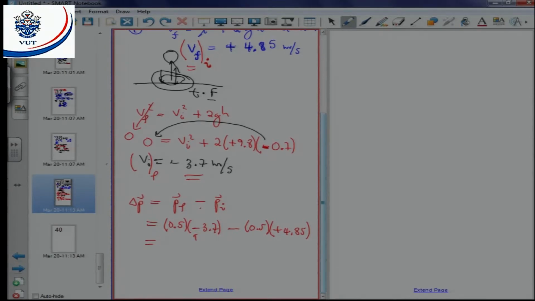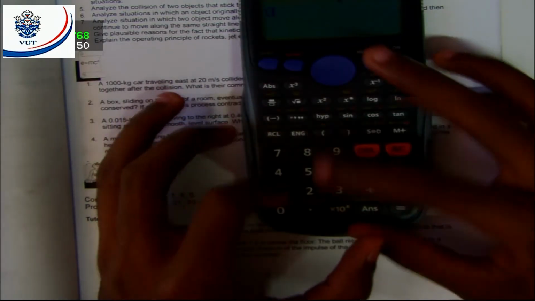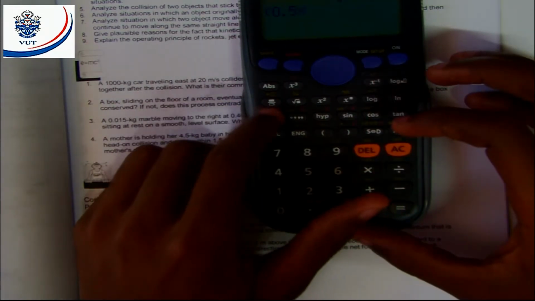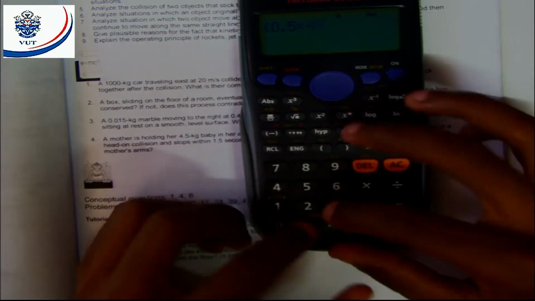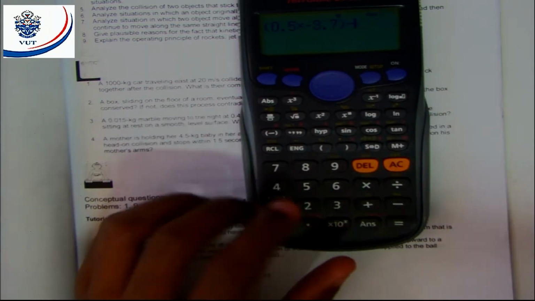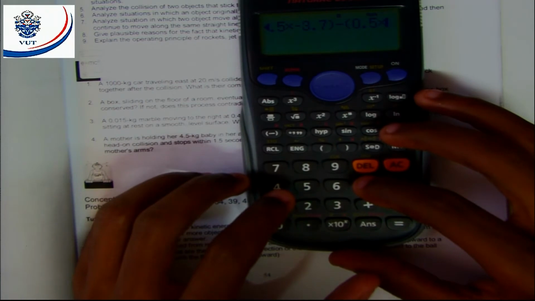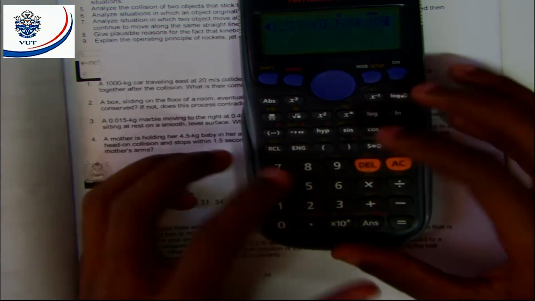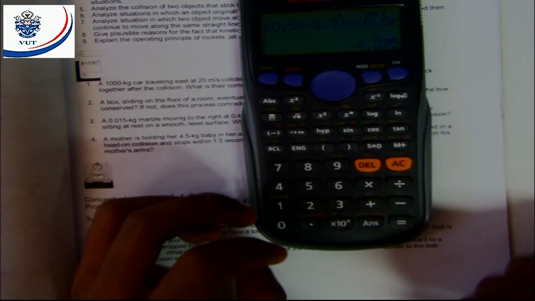So now let's plug it in. So we have 0.5 multiplied by negative 3.7. If you have a negative, you use this negative and not this one. So times negative 3.7, close the bracket, and then this minus is for the sign in between. And then times 0.5, 0.5 times 4.85, and this was the positive, so I won't put a plus there, I'll just leave it like that, and the final answer is negative.